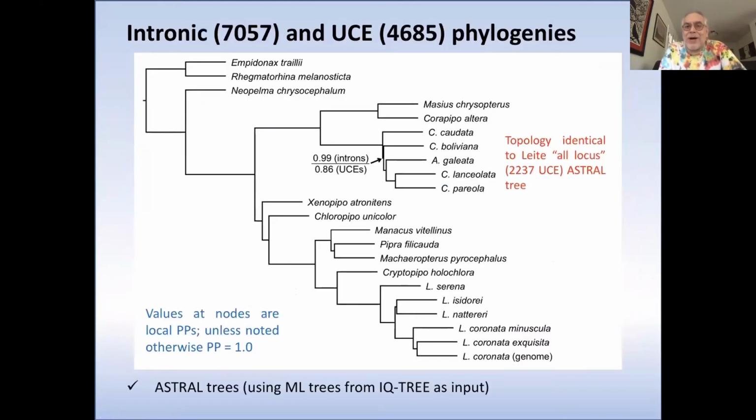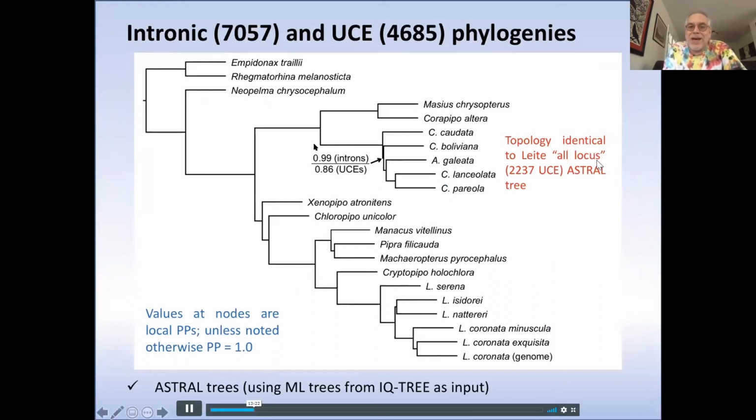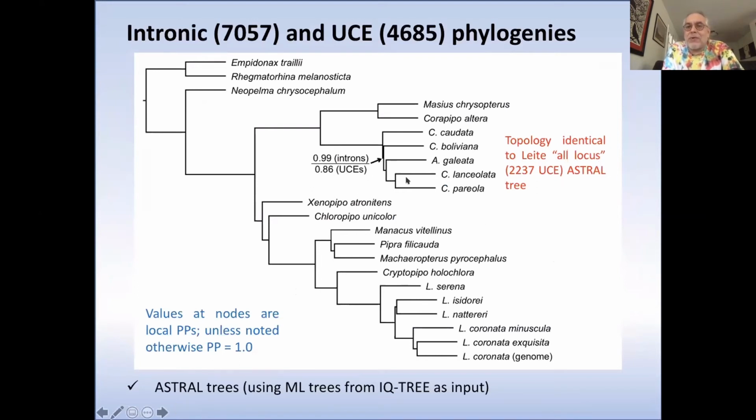So now our phylogeny. What we see here is an ASTRAL tree based on ML trees for input. Every node has a local posterior of 1.0, except the base of Kirchsiffia plus Antilophia, although I will say that Antilophia is strongly supported here as a sister of Periola plus Lanceolata. And this is pretty good, 0.99 for the introns, a little less for the UCEs.